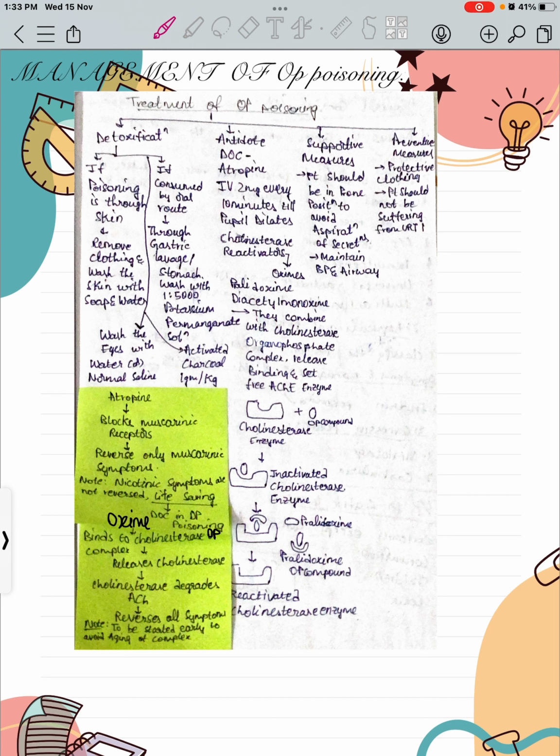atropine can reverse muscarinic symptoms, and its drug effects last for a long time. The oxime drug works only if the patient is brought to hospital within 5 minutes after exposure to the OP compound. It will not work after 1 hour or 2 hours. So the patient should be brought to the hospital early if oximes are to work.